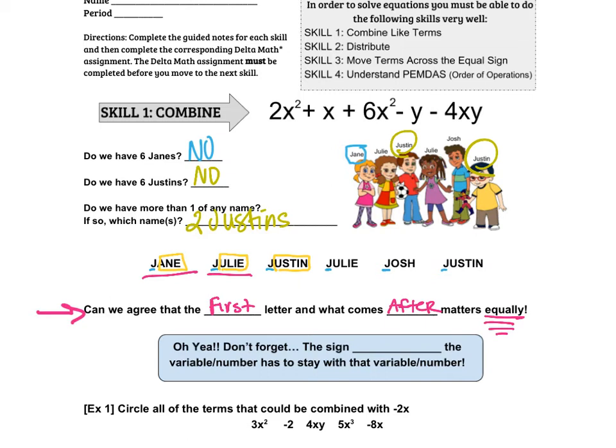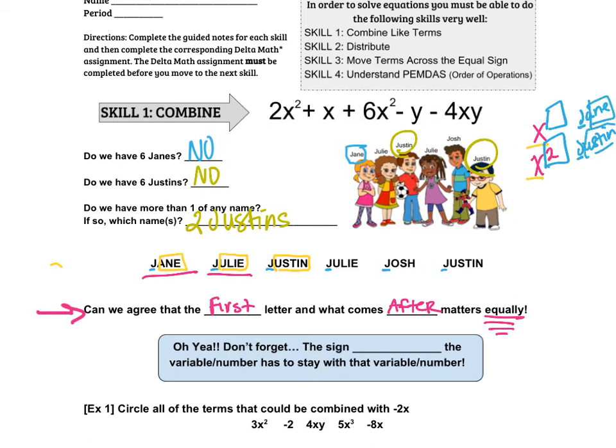And so I'm hoping just in this situation you understand that the beginning is just as important as what follows. And so if we think of terms as like last names or names, then we should be able to say, okay, well, x and x squared are not the same. Because yes, they both start with x, but what comes after is not the same. So that would be like maybe a Jane and a Justin. We can't combine them. Yes, they both start with J, but what comes after matters just as much.